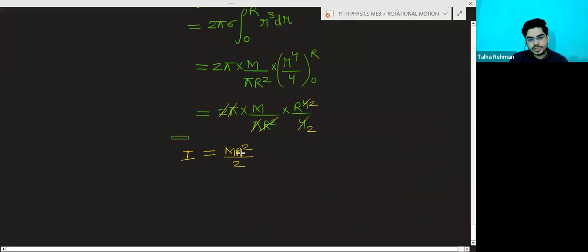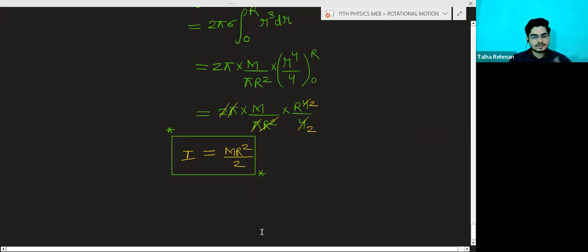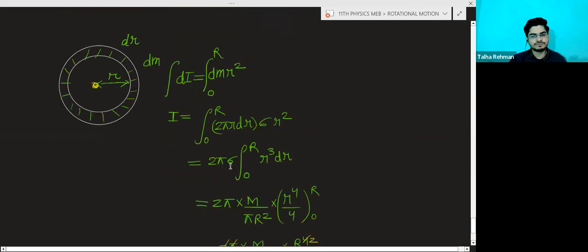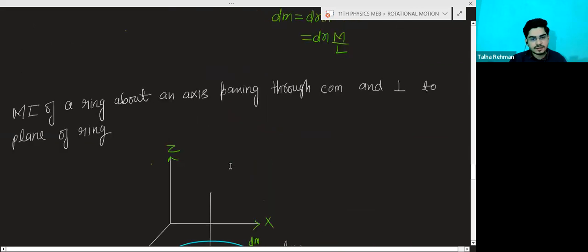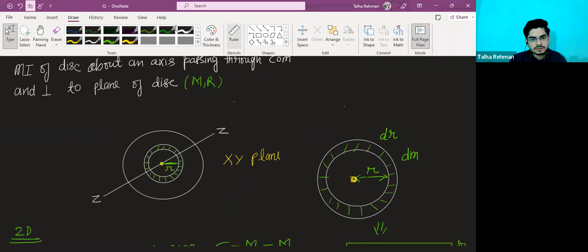So the main motive of doing this derivation is to learn how to calculate the moment of inertia for continuous bodies by using integration. Otherwise, anyone can learn this m r square by 2 and all that. Okay, so please write it down fast.